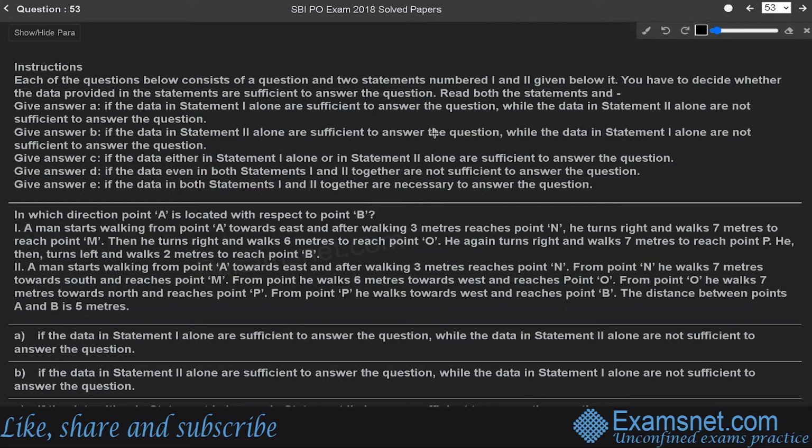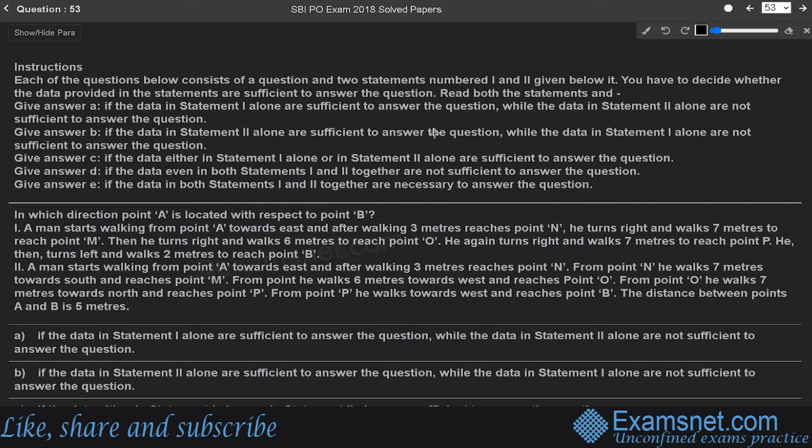Next question is, in which direction pointing A is located with respect to point B? The statements are, a man starts walking from point A towards east and after walking 3 meters reaches point N. He turns right and walks 7 meters to reach point M. Then he turns right and walks 6 meters to reach point O. He again turns right and walks 7 meters to reach point P. He then turns left and walks 2 meters to reach point B.